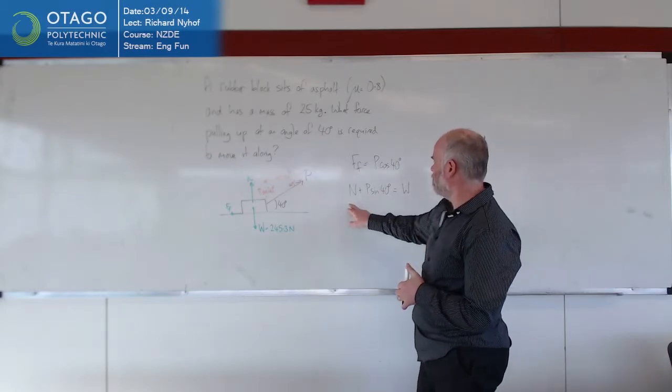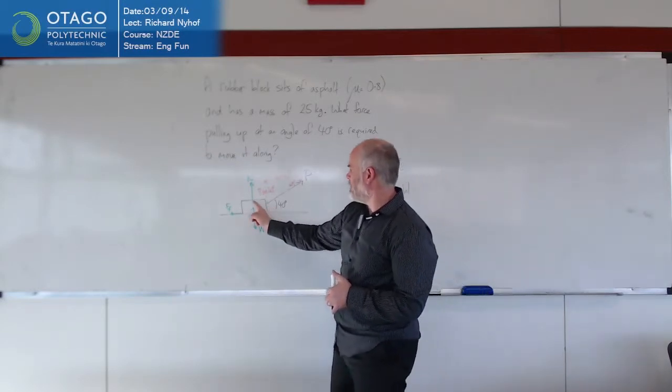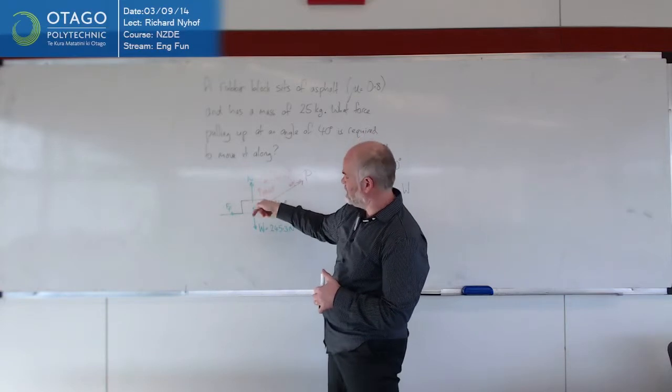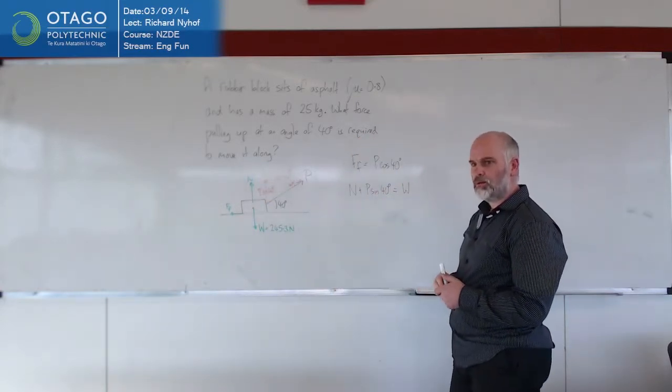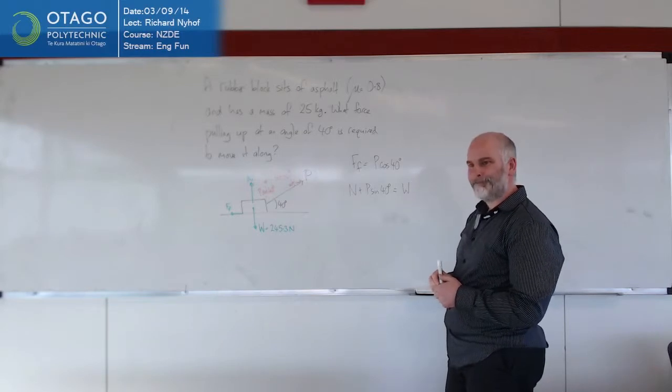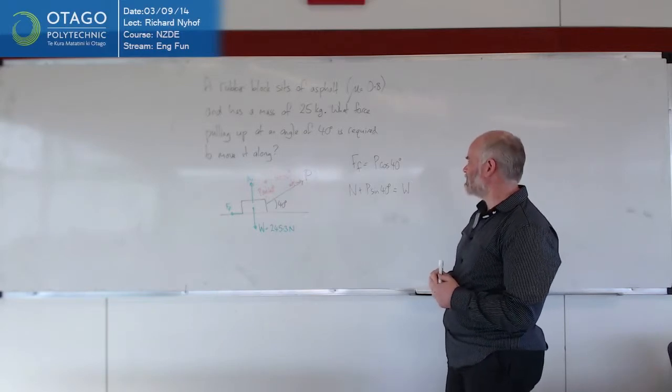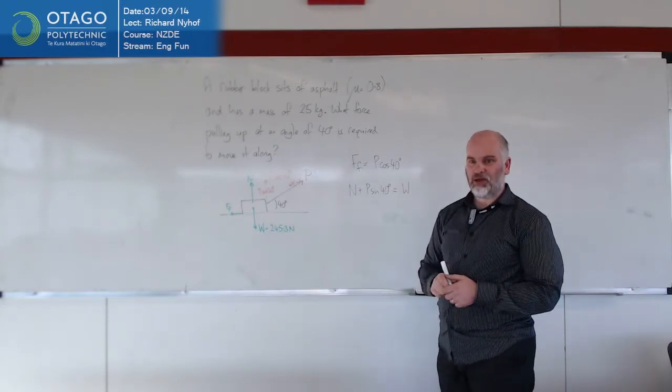No, N plus P sine 40. So upward force plus upward force is equal to downward force. Yep. And out of this, somehow, we're supposed to be able to get P. We're trying to get P out of all of this.